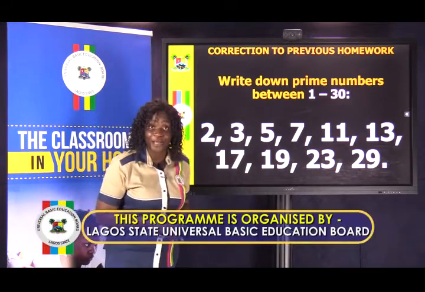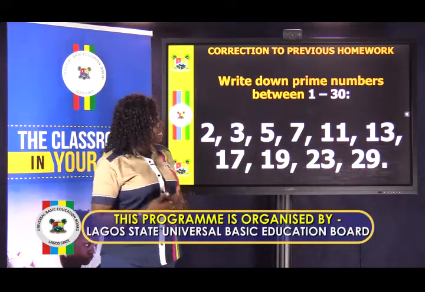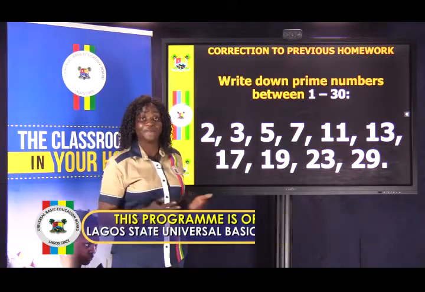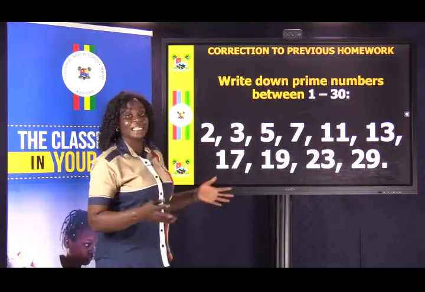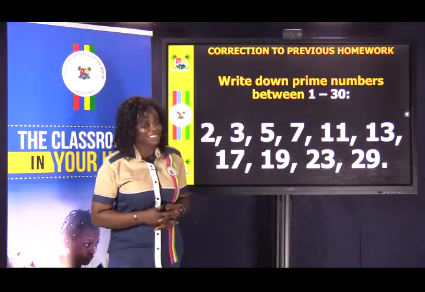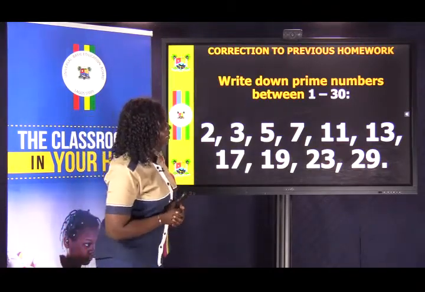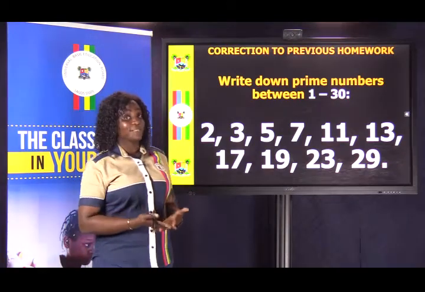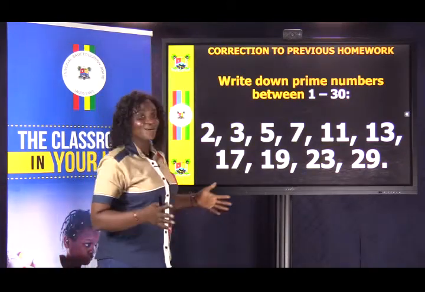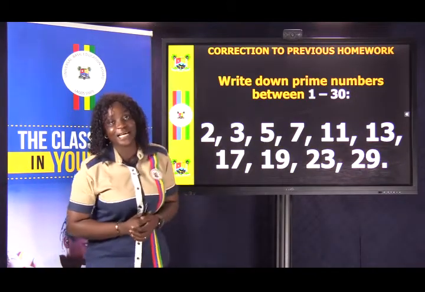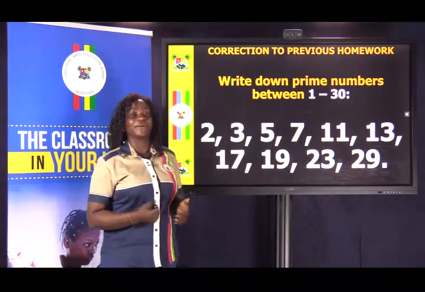24 is not a prime number because 2 times 12 is 24. Yes. 25 is not a prime number. 5 times 5 is 25. 13 times 2 is 26. 27, we have 3 times 9 is 27. 28, 2 times 14 is 28. So 29 is the next prime number. And 30, 3 times 10 is 30. 6 times 5 is 30.